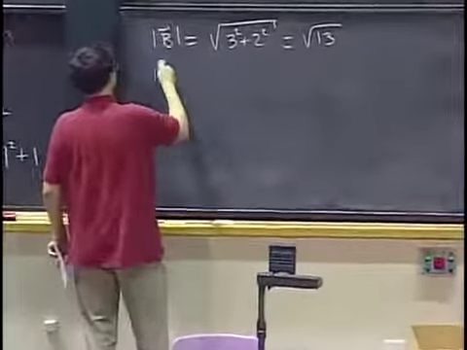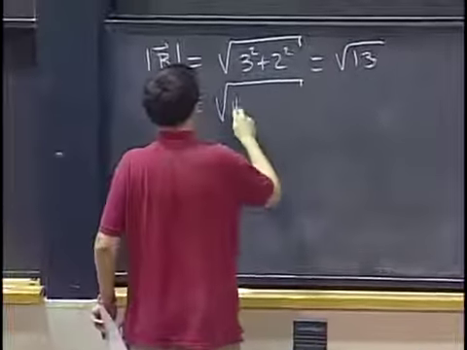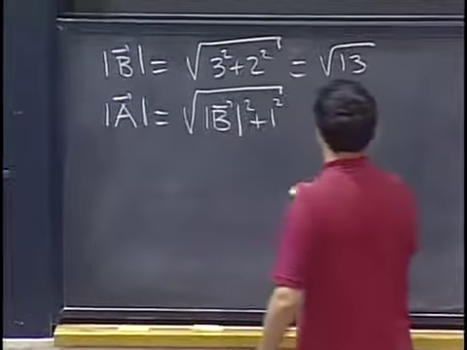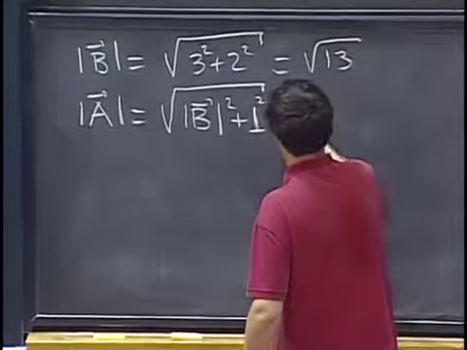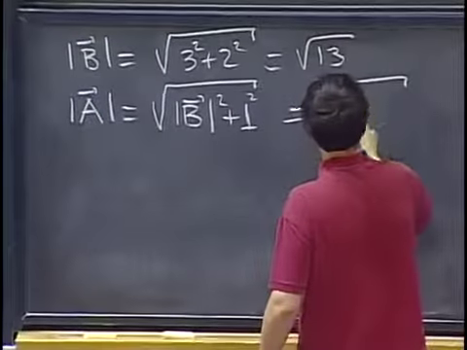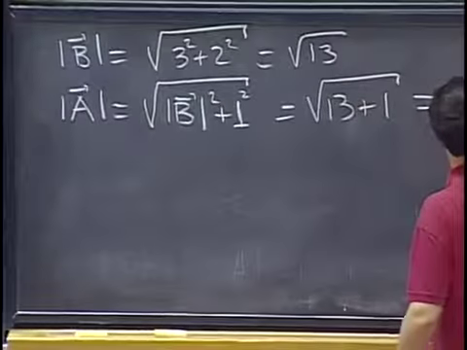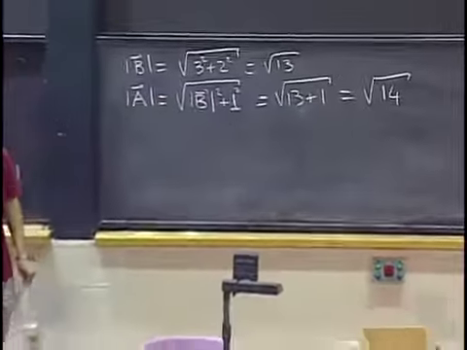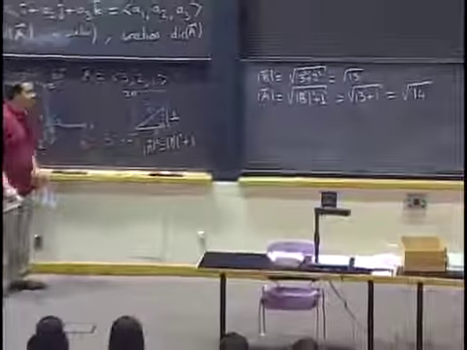And length of A is square root of length B squared plus 1, squared if you want, which is going to be square root of 13 plus 1, which is square root of 14. Hence, answer number 2, which almost all of you gave.